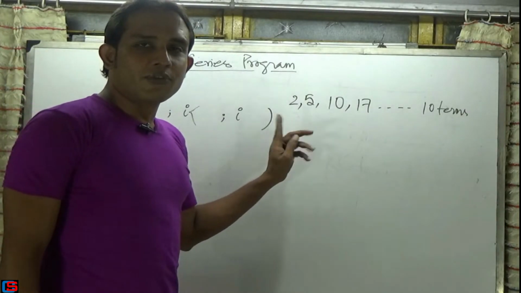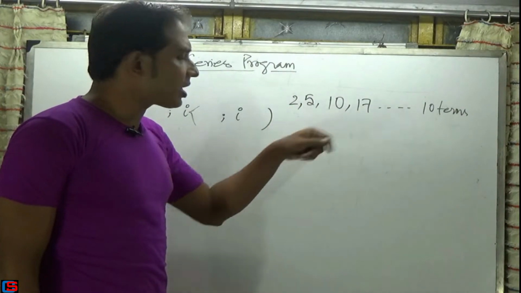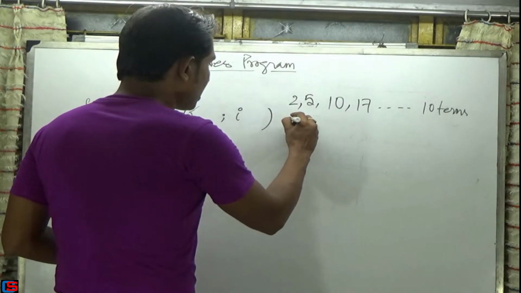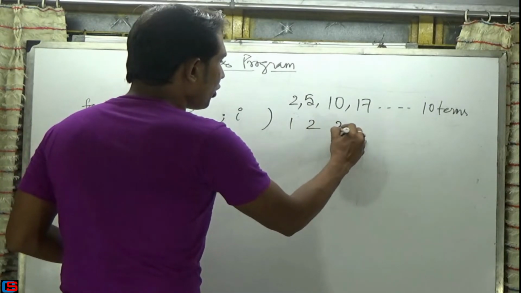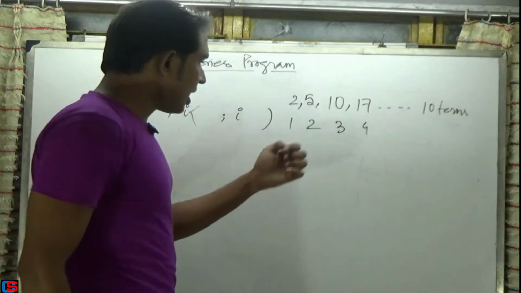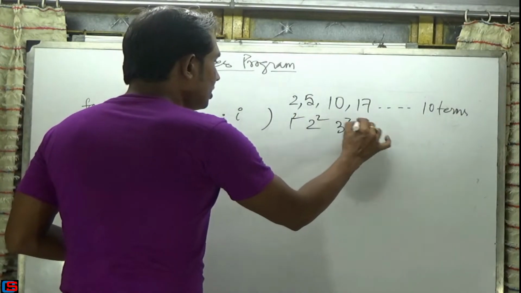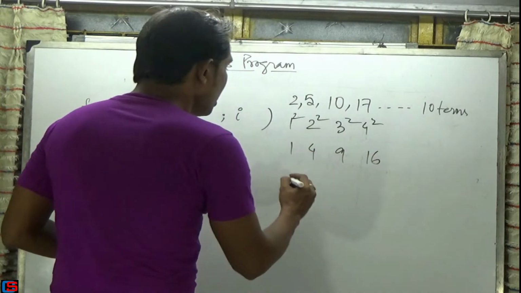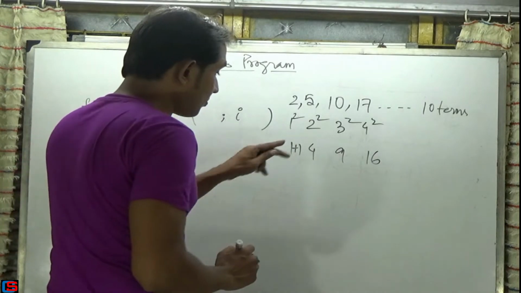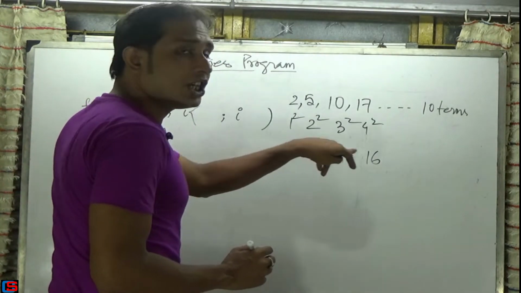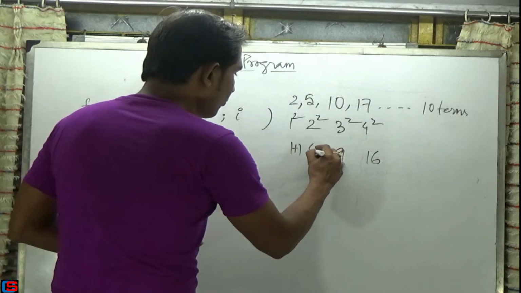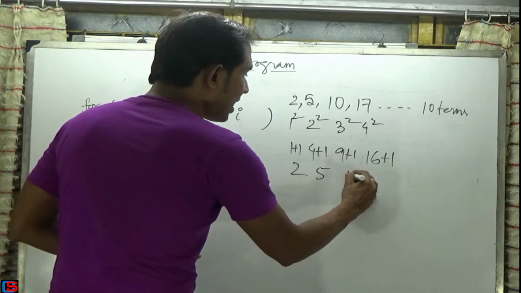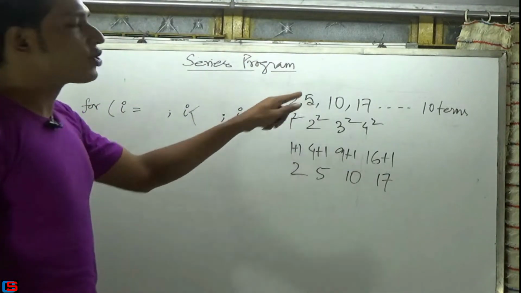So the fourth series is 2, 5, 10, 17. I am going to apply the same tricks. I write the serial numbers of these individual numbers, 1, 2, 3 and 4, like this. If I square these numbers, then it becomes 1, this becomes 4, this becomes 9, this becomes 16. Now I'm adding the value 1 to the individual numbers. So 1 plus 1, 4 plus 1, 9 plus 1 and 16 plus 1, then it becomes 2, this becomes 5, this becomes 10, and it becomes 17. So the series will generate.